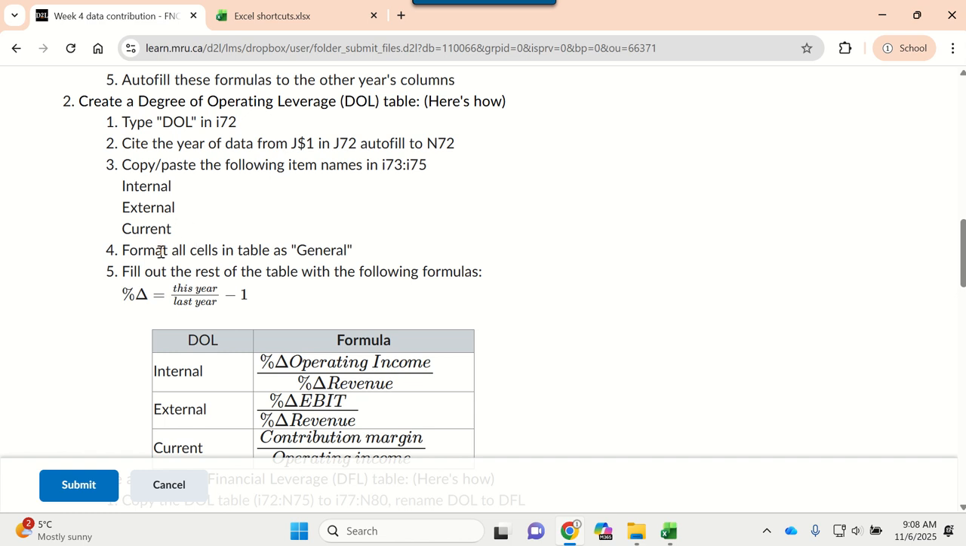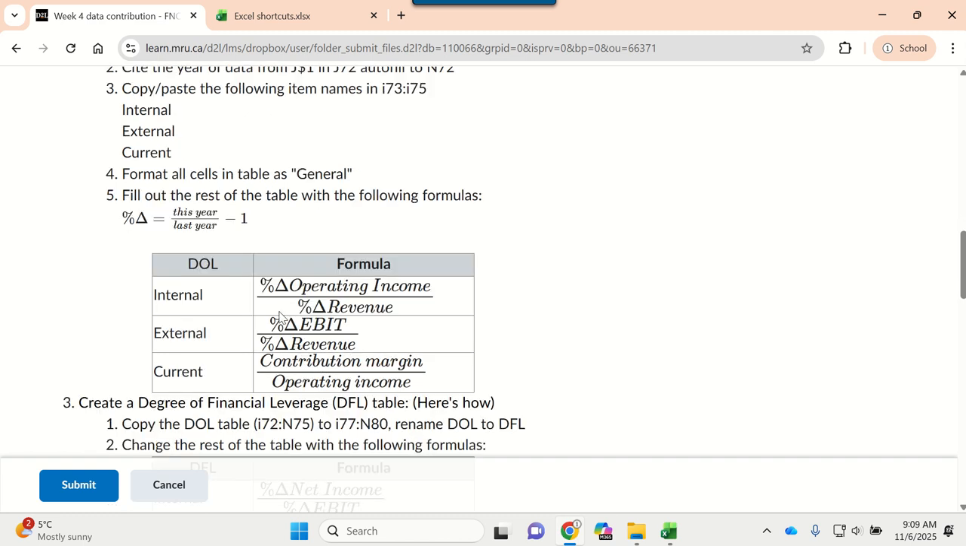So then I'm going to format all the cells to be general format instead of scientific notation. And then I'm going to use this formula, internal and external, both years, this last year divided by first year. And therefore, we can't get it the first year. We can't get 2020 data because we don't have 2019 data. So we have to start in 2021. Whereas the current one, we can. We can get it in the very first year, 2020 as well.